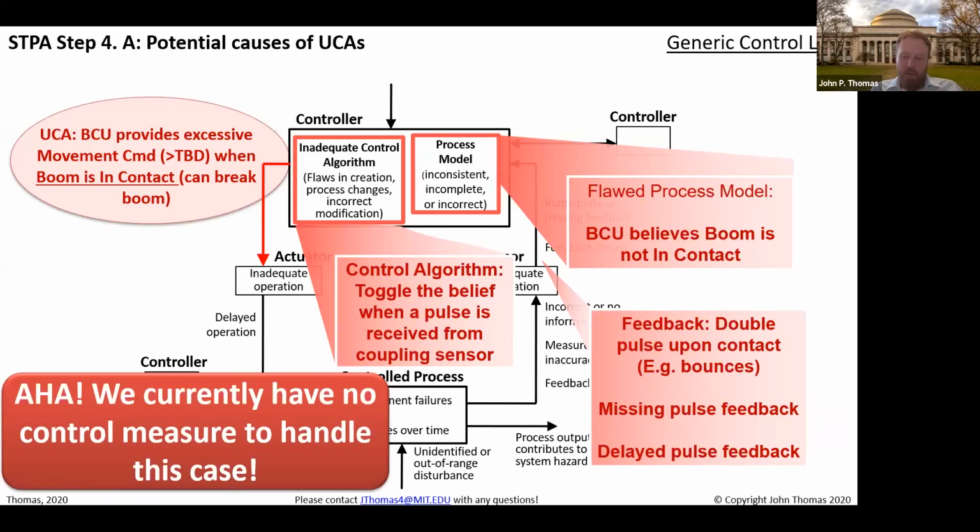Maybe we should tell them not to move it when it's in contact, but should we tell them why? I think we definitely should tell them why. We should tell them this exact scenario. What should we do in training? Should we not just tell them, have them experience it?